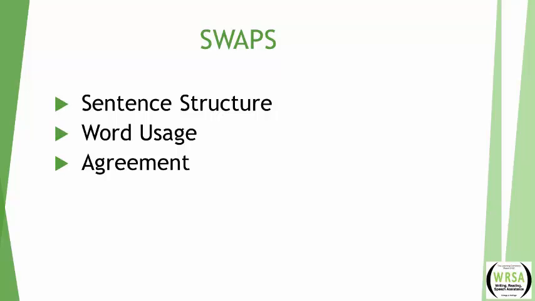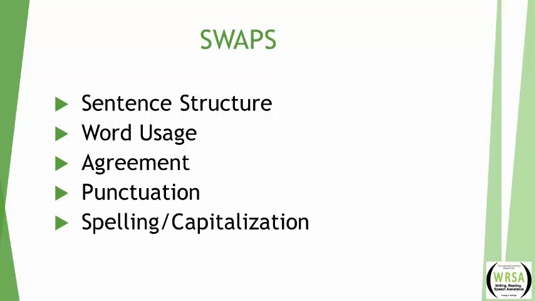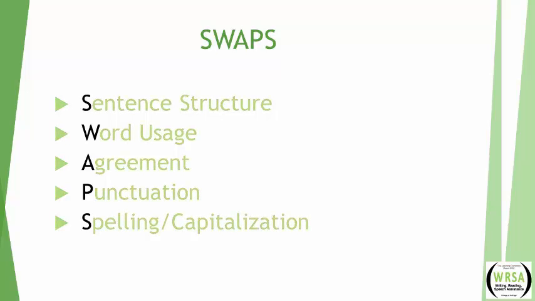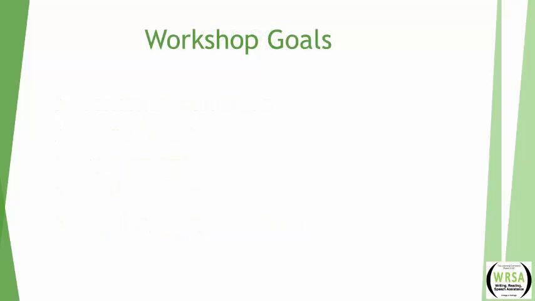The P stands for punctuation. This, of course, would be where you fix any punctuation errors that you have. And the last S in our SWOPS acronym stands for spelling and also capitalization, where you would fix any of those errors. For this specific workshop, our goals are to make sure that we can fix any modifier issues. I also provide different exercises to help you practice these techniques.